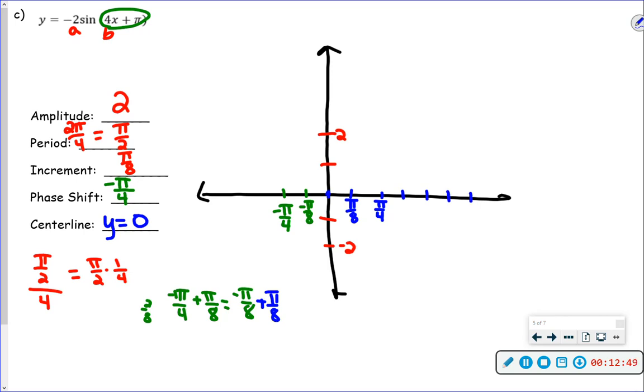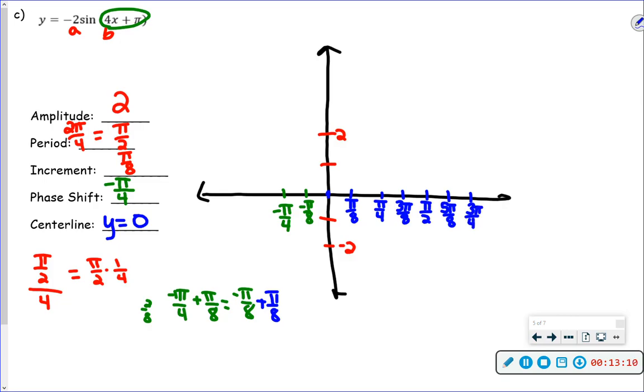So I left off at 1/4 or 2/8. 2/8 plus an 8th, 3/8. 3/8 plus an 8th, 4/8. I'm going to reduce it. 4/8 plus another 8, 5/8. 5/8 plus one more 8, 6/8. Again, I'm just going to reduce it.